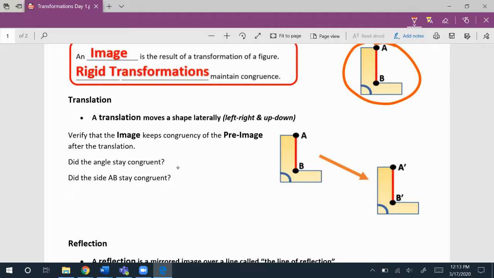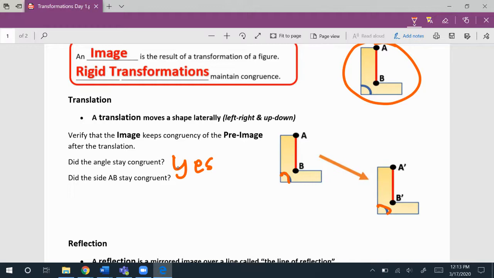A translation moves a shape laterally, meaning left to right or up or down. So we are going to take a look at this picture, and on your Google Slides, if you're doing this on Google Slides, you should actually be able to pick up this image and move it down to this image. The question is, when I took this picture and I moved it down here, did my angle stay congruent? Did my angle change at all? Well, if all I did with this shape was pick it up and move it, I didn't do anything to that angle, so yes, that angle did stay congruent.